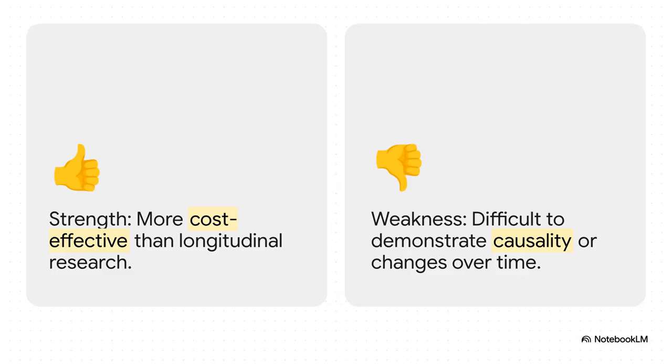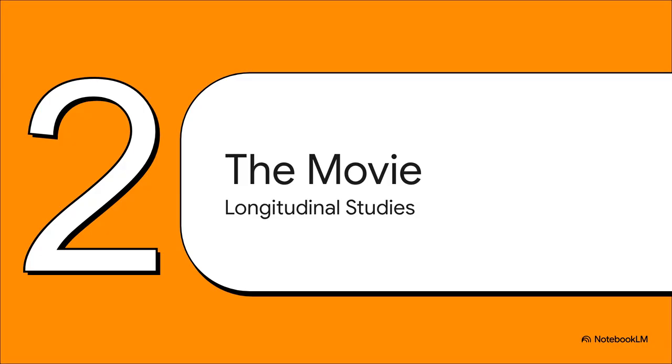Now here's the trade-off, and it's a big one. The strength of the snapshot is that it's fast and usually a lot cheaper. But its weakness, oh, it's a doozy. Let's say we find that the seniors in our study are more professional. We can't actually prove it was the program that made them that way. Maybe they were just a more professional group to begin with. See, a single photo can show you that 2 things are connected, but it really struggles to prove that one thing caused the other. And that weakness is exactly why we have the movie approach.